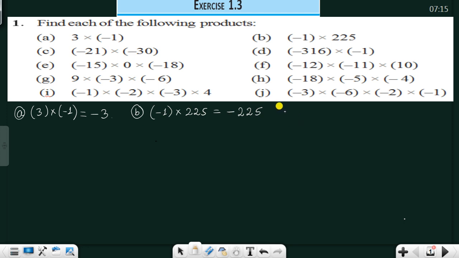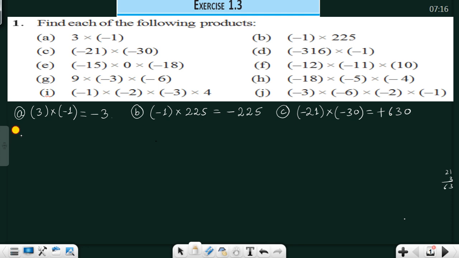Now question number C. Question number C, we are getting minus 21 into minus 30. Here you see that minus into minus is plus, and if you multiply 21 with 30, we are getting 630. 630, right? That is the answer.